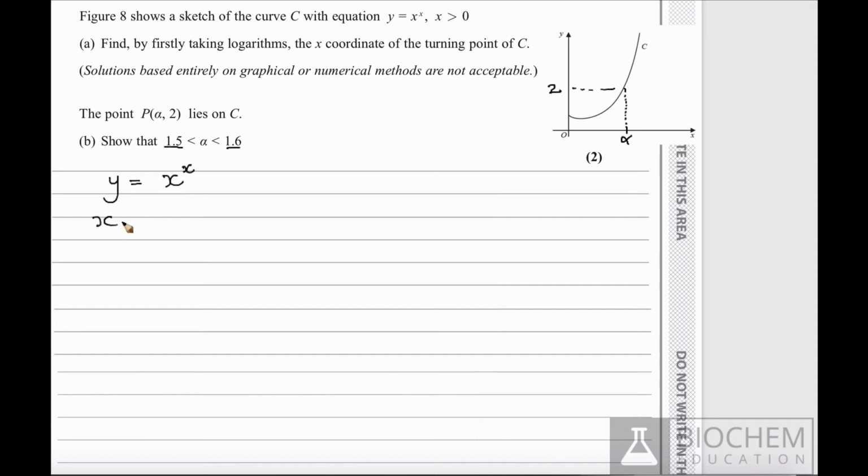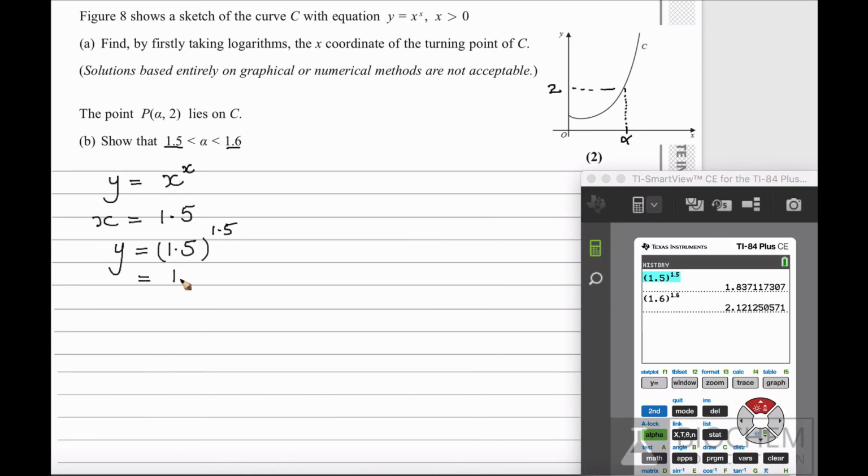So when x is equal to 1.5, in other words, when alpha is equal to 1.5, y equals 1.5 to the power of 1.5, which will give an answer of 1.837 as shown on the calculator here. Now we can substitute x is equal to 1.6. Substituting this into the equation, we can write this as y is equal to 1.6 to the power of 1.6. And this will give you an answer of 2.121.